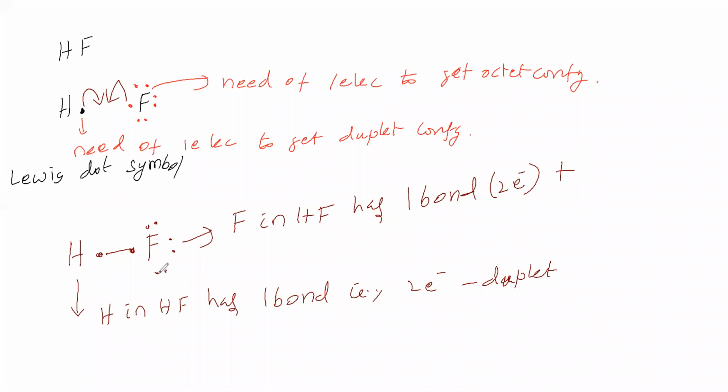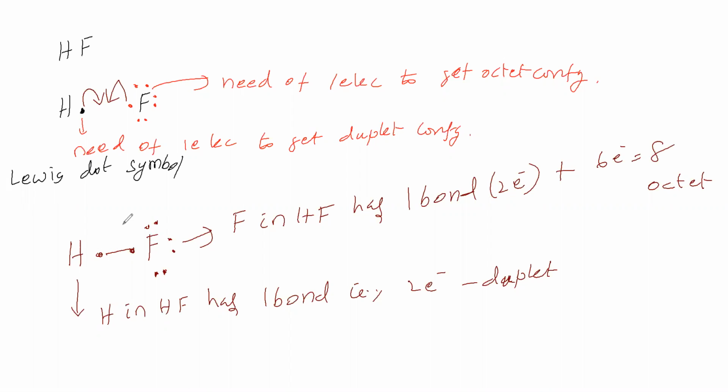Plus these 6 dots. These 6 dots are there, no? These 6 dots mean 6 electrons. So totally 8, that means octet. Therefore a bond is formed and it exists as a molecule. This molecule contains a covalent bond, therefore we can call it a covalent molecule.